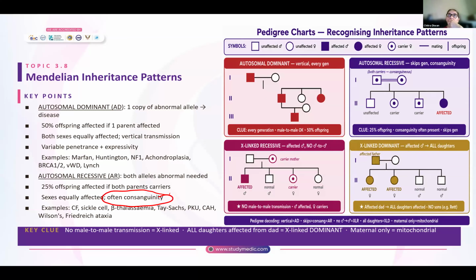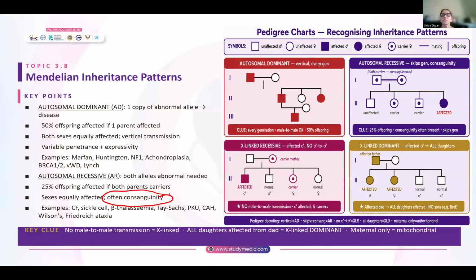Examples of this are cystic fibrosis, sickle cell disease, beta thalassemia, Tay-Sachs disease, PKU (phenylketonuria), congenital adrenal hyperplasia, Wilson's, and Friedreich's ataxia. These are the common autosomal recessive diseases. So remember, in autosomal recessive a person needs to have both abnormal alleles, so the frequency of autosomal recessive disease that you see in a population is very low.